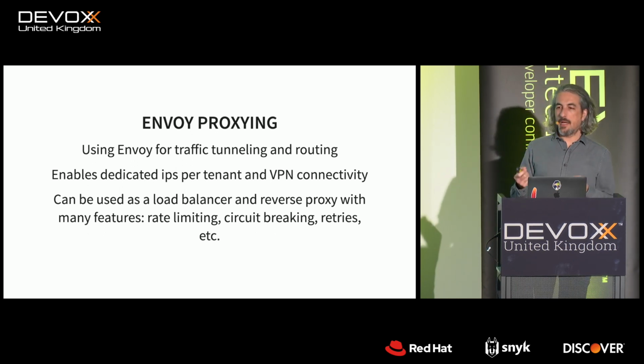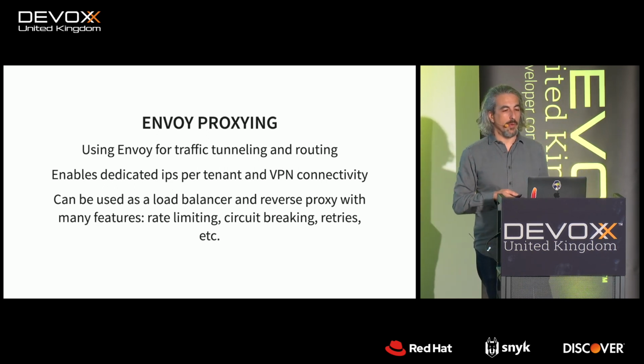And we do mTLS and certificates to ensure that this all is trusted, but allows us to have both an IP that a customer does not share with other customers, because this is a multi-tenant service, and also connect to their VPN if they need to. They need to connect to some backend that they have on their VPN. Envoy has a lot of features. It's a very full-fledged proxy, allows you to do rate limiting, circuit breaking, retries. It's very, very powerful.